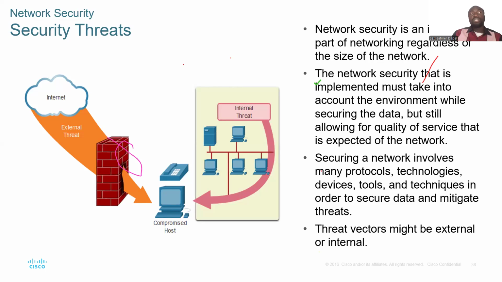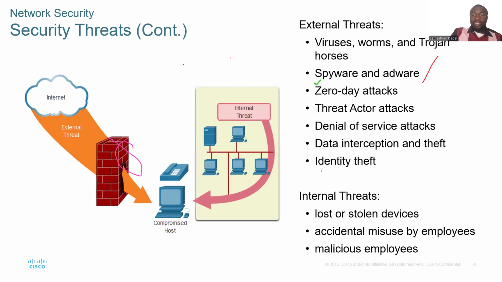So you need to find a way to secure your network. External threats include viruses, worms, Trojan horses, spyware, adware, zero-day attacks, threat actor attacks, denial of service attacks, data interception and theft, and identity theft. All these external threats are from outside. But internal threats come from within and can lead to lost or stolen devices, accidental misuse by employees, or malicious employees that are doing whatever they can.